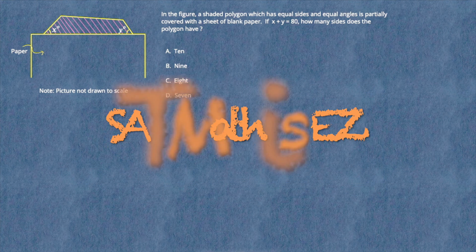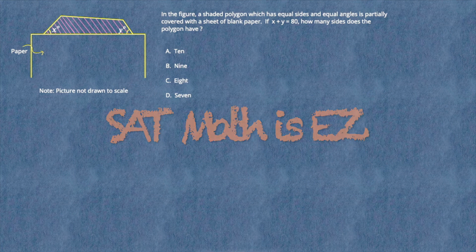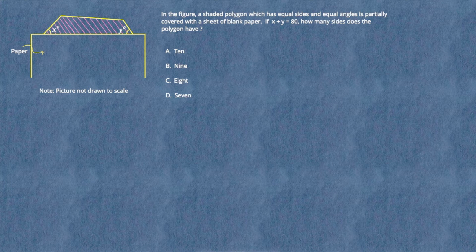Hello. In this video, we're going to see a problem from geometry. Let us first read the problem. In the figure, a shaded polygon which has equal sides and equal angles is partially covered with a sheet of blank paper. If x plus y equals 80, how many sides does the polygon have?